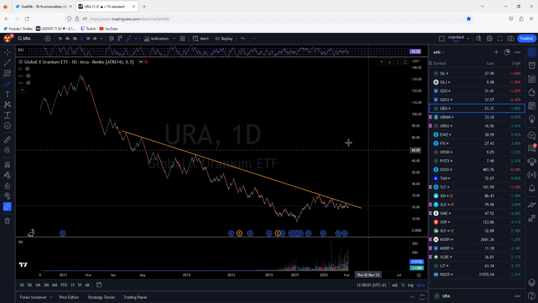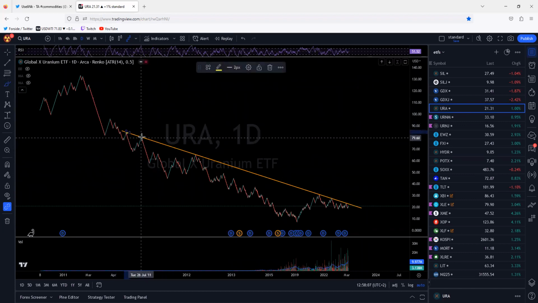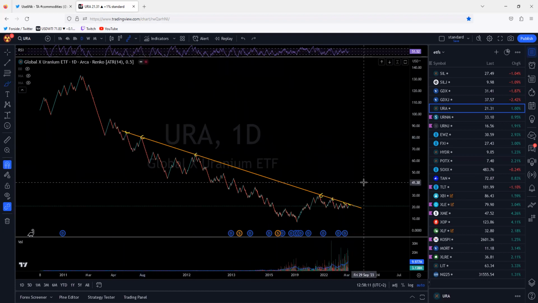Look at this one here. This is uranium, my favorite sector, URA. Just look at this long trend line here. It's going back to 2011. You have the touches all the way down, can't break, can't break, can't break.